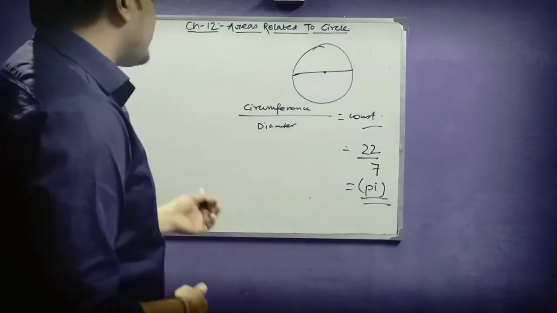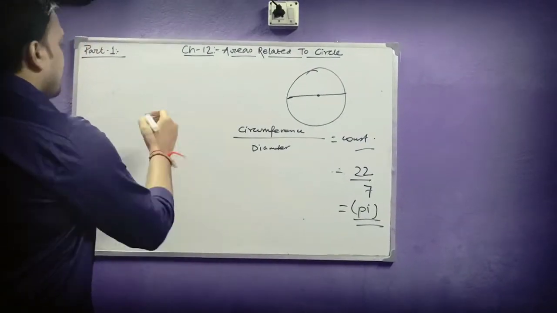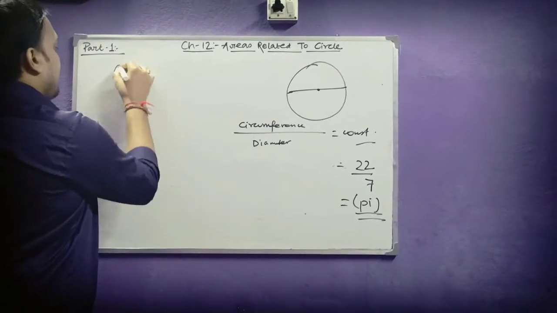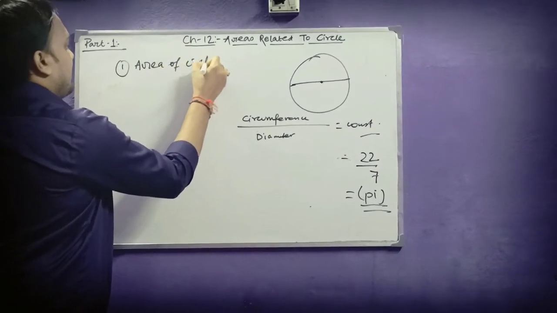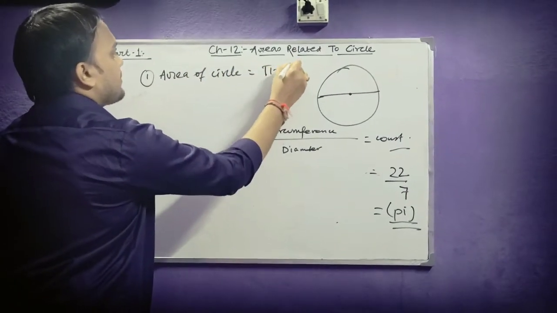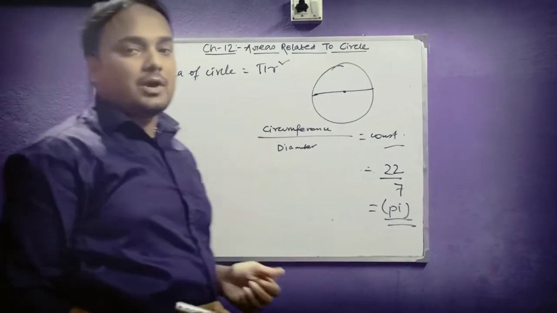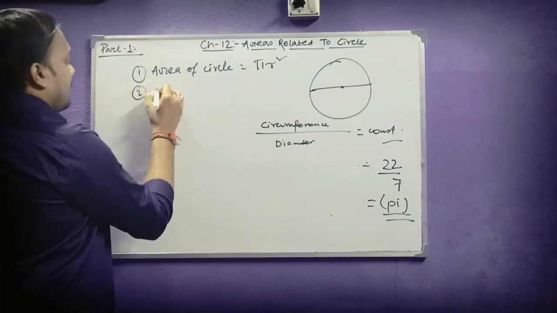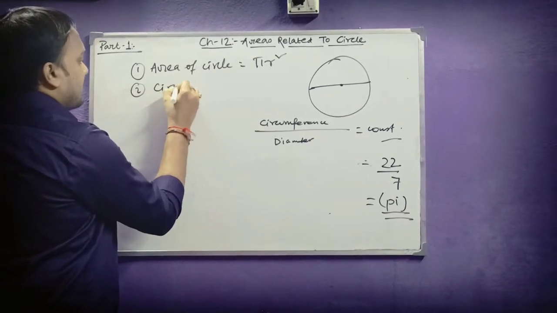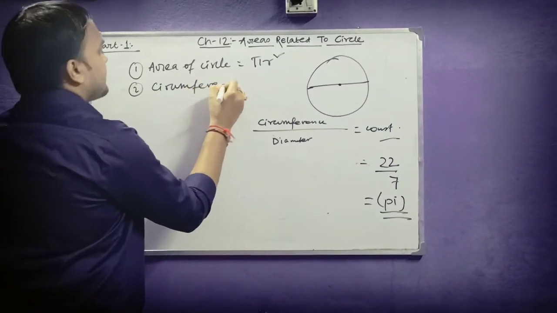So the basic formula is very well known to you: the area of the circle is pi r square. That means pi into the square of the radius of that circle. Okay. Next is the circumference of the circle. What is the circumference of the circle?